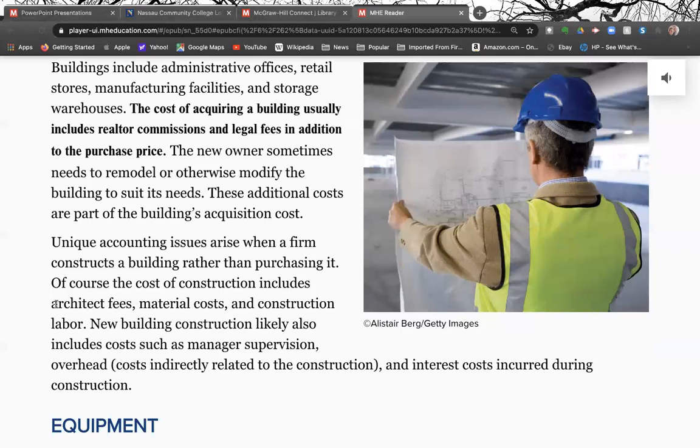Architect fees, permits, all part of the cost of the building.